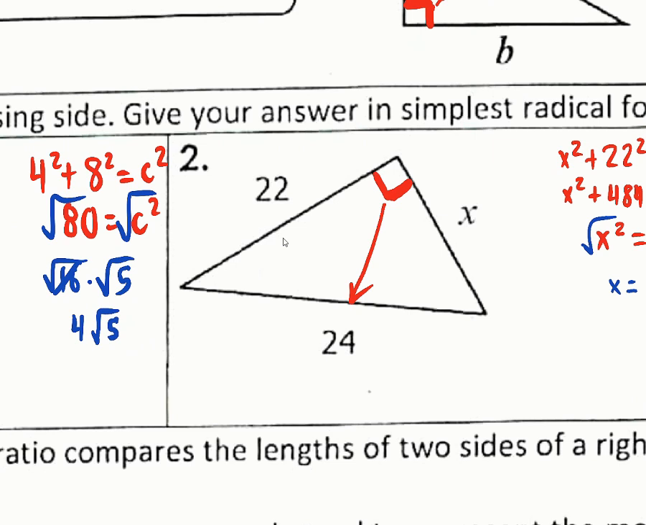So which one gets to escape the radical? The perfect square, 4. 4 comes out as a 2, so my answer is 2 square root of 23.